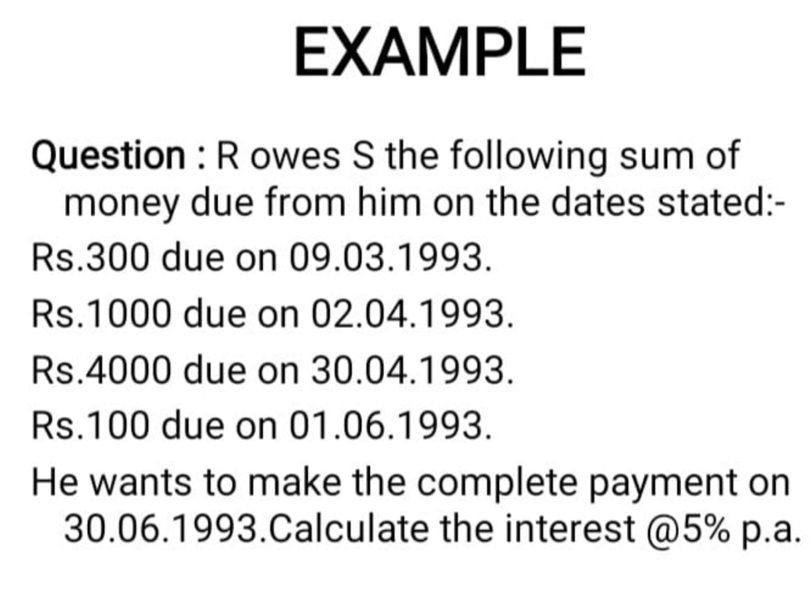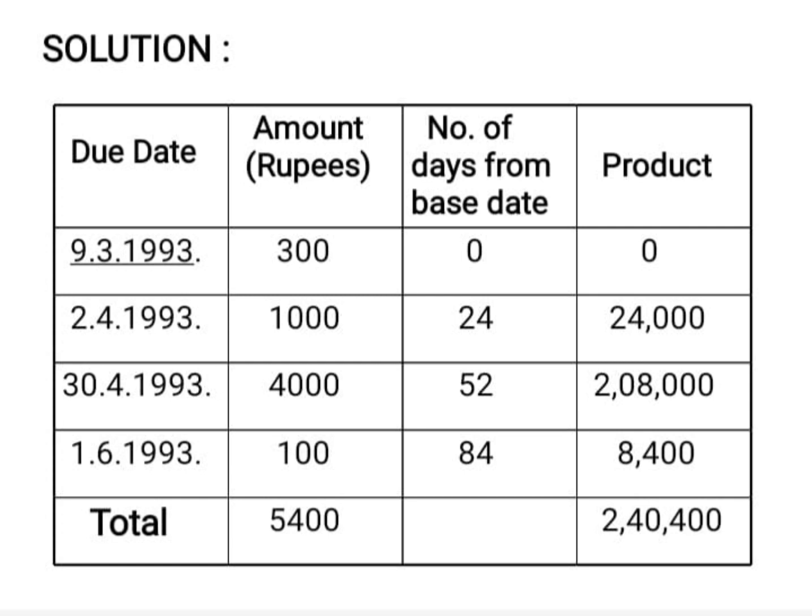By reading the question, we can say that a person named R is owing some amount to the person S. He has to make a complete payment, that is, along with the interest, on 30th June 1993. So let's see how to calculate average due date along with interest. First, we are going to calculate average due date. For the calculation, we should draw a box and divide it into 4 columns. The first column is for date, the second column is for amount, the third column is for number of days from base date, and the fourth column is the product column.